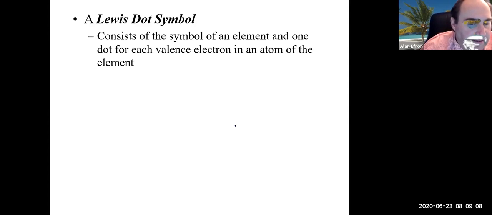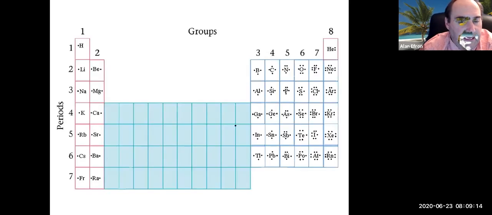So it pretty much consists of the elemental symbol and dots, and as you can see here, it looks just like this for each of these. Everybody in group 1 has 1 valence electron, so they all have 1 dot. That includes hydrogen, which has only 1 electron total. Then groups 2, 3, 4, 5, 6, 7, 8.